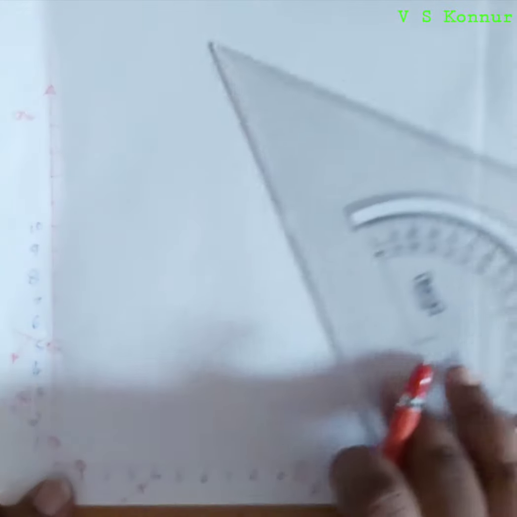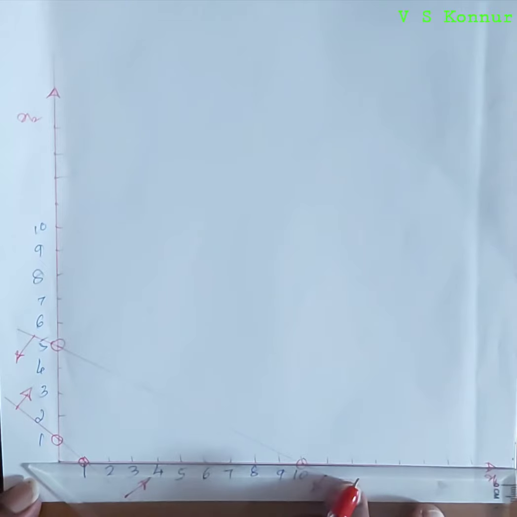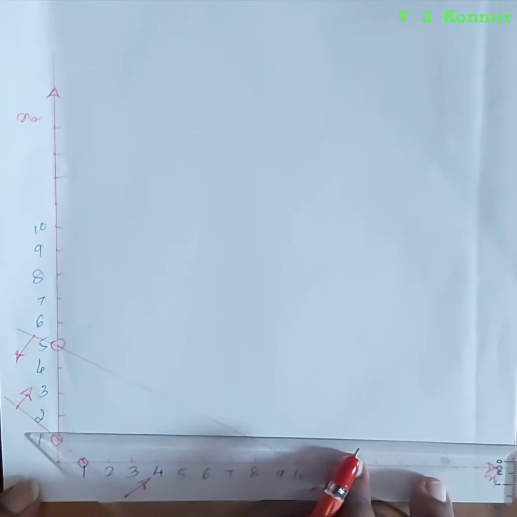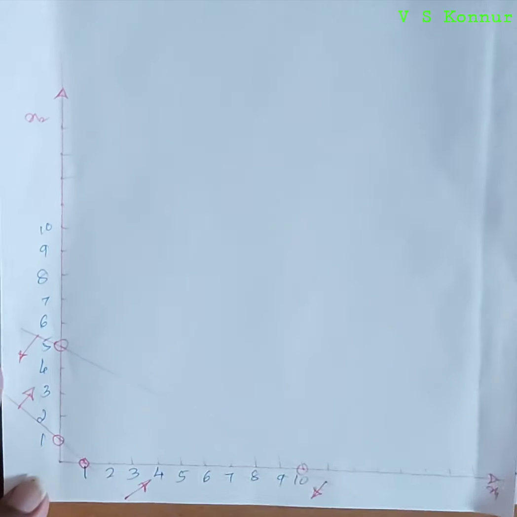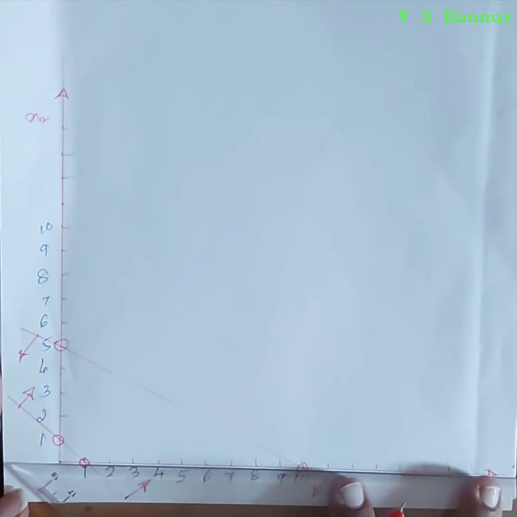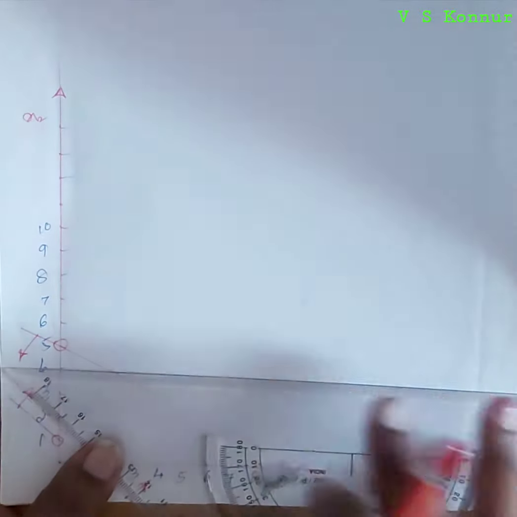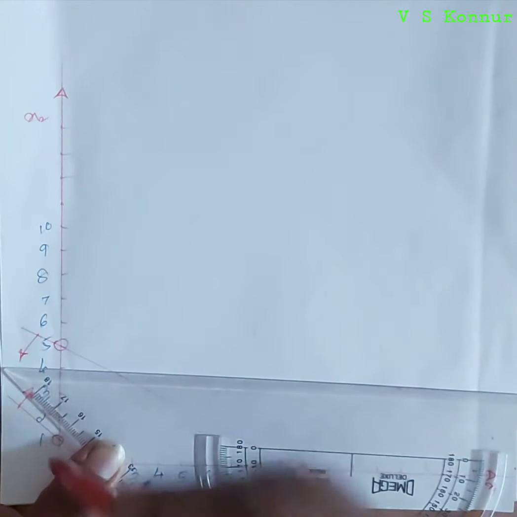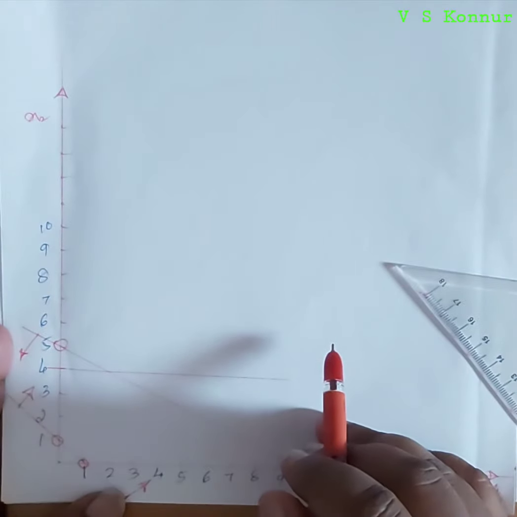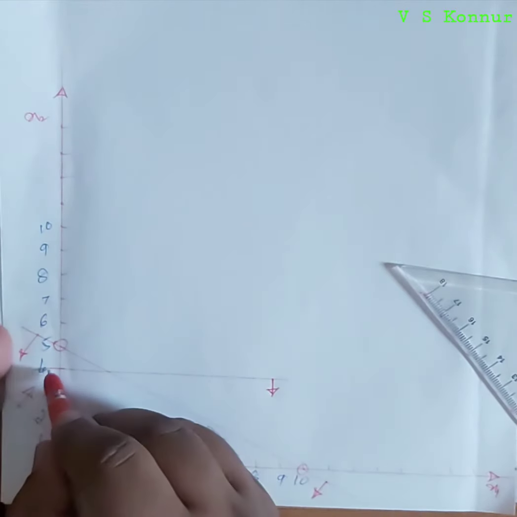Next, only x2 is equal to 4. A line parallel to x1 we will draw. Parallel to x1 we will draw x2 is equal to 4. This is having a less than or equal to sign, so the arrow mark is near to the origin.